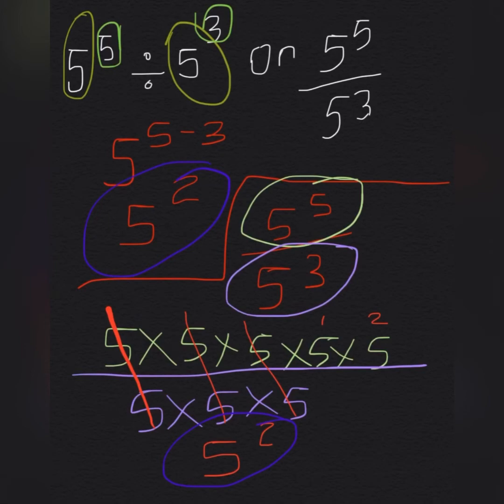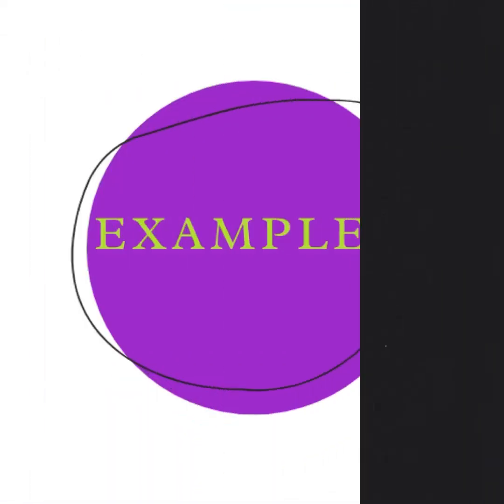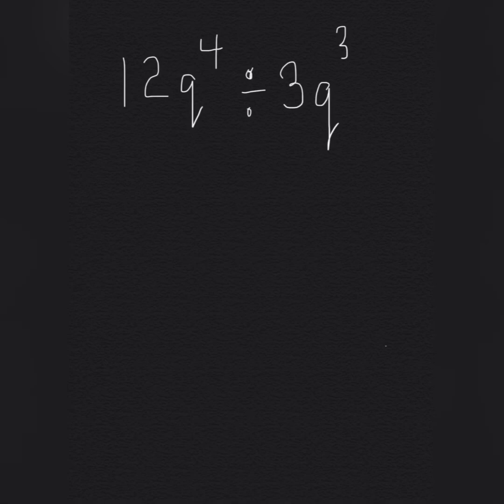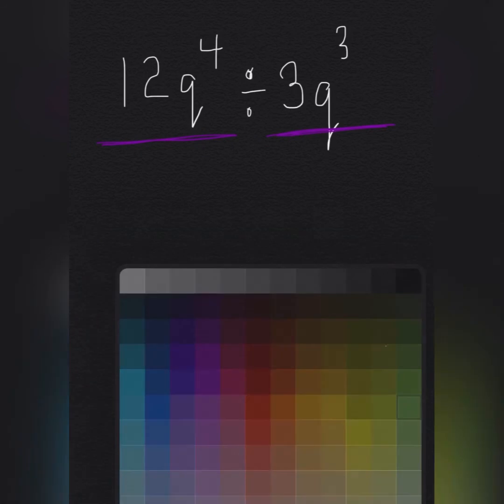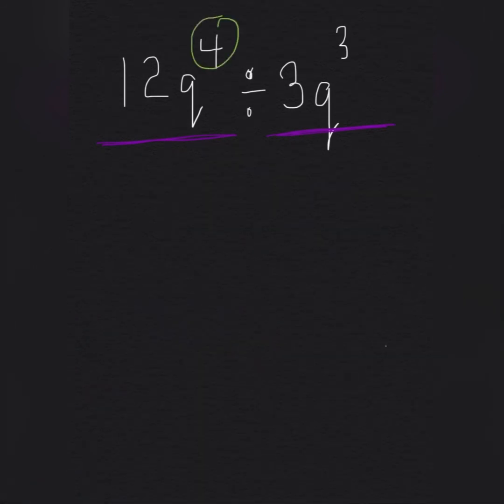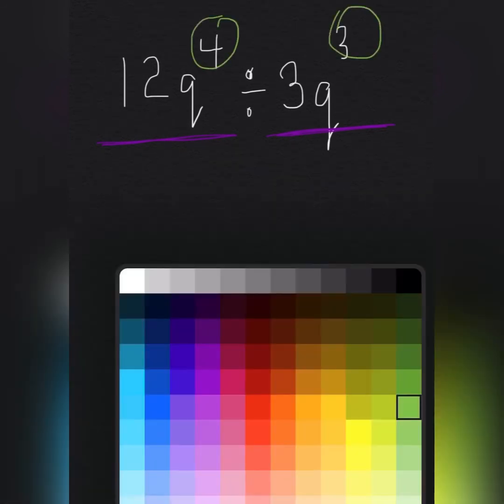So as long as the bases are the same, we subtract the index of the denominator from the index of the numerator. Now let's look at example number 2. Remember that the law states that if the bases are similar, we can go ahead and subtract, right? So let's first identify if our bases are similar. So we have one term here and another term here. We have our indices here, which is our 4 and our 3.